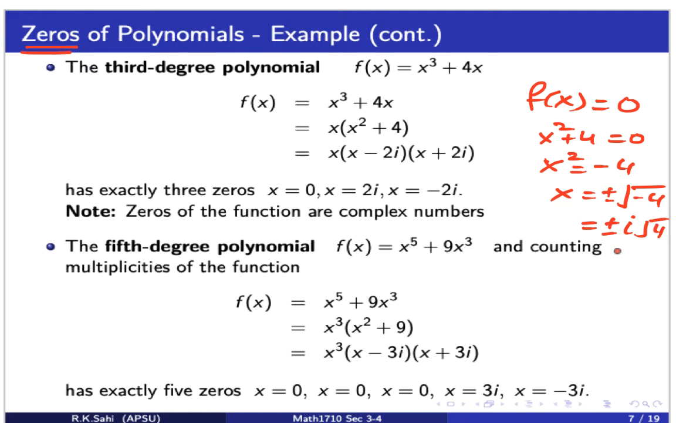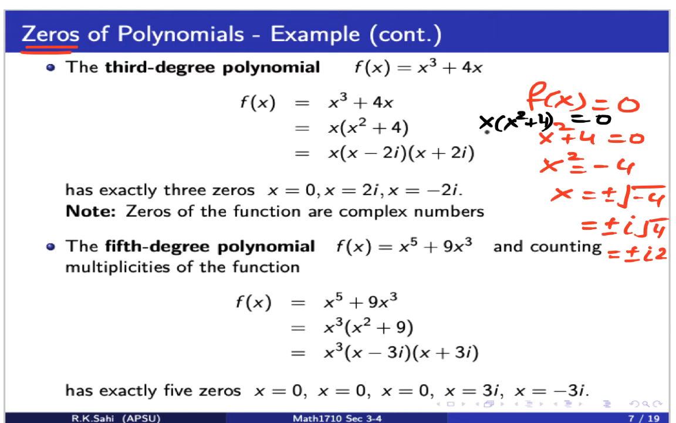Square root of 4, which is plus minus 2i. Okay, so let's look at this. I want to find zeros of this third degree polynomial. So in other words, I want to set f(x) equals 0. That means I have to put x times (x squared plus 4) to be 0.